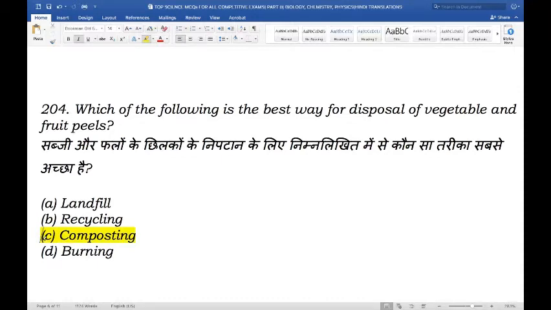Organic waste in landfills generates methane, which is a potent greenhouse gas. The best way for disposal of vegetable and fruit peels is compost. A benefit of compost is that it promotes higher yields of agricultural crops.